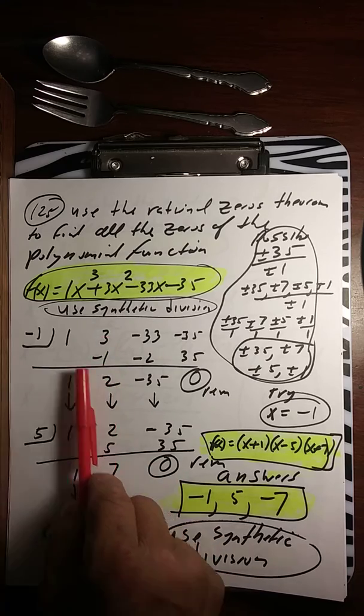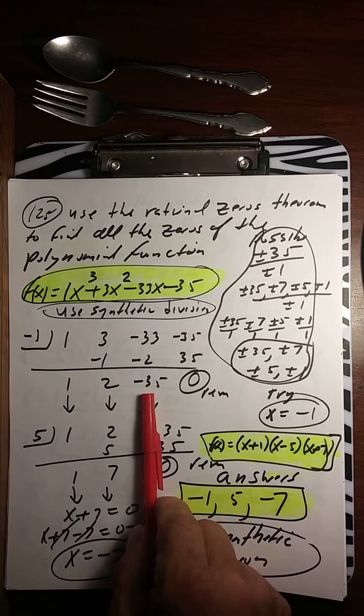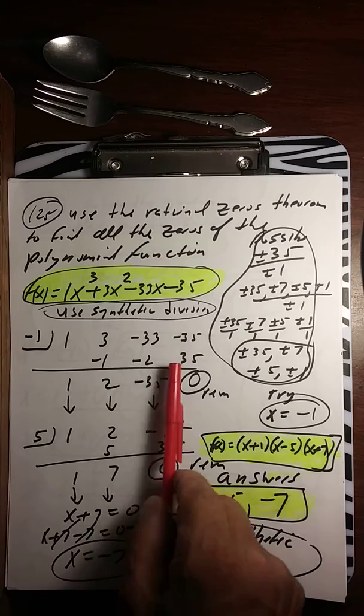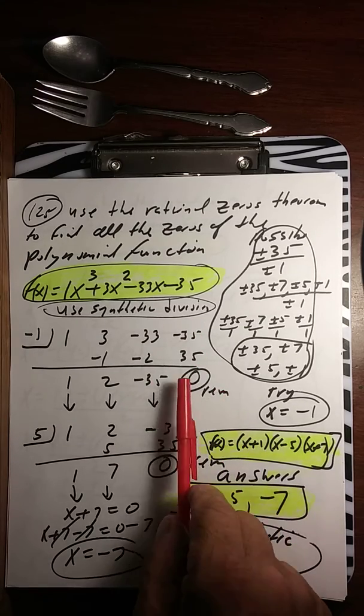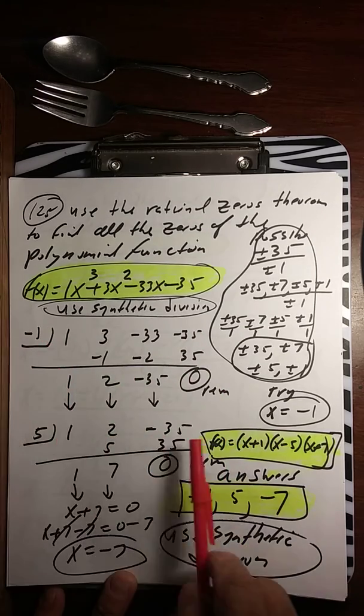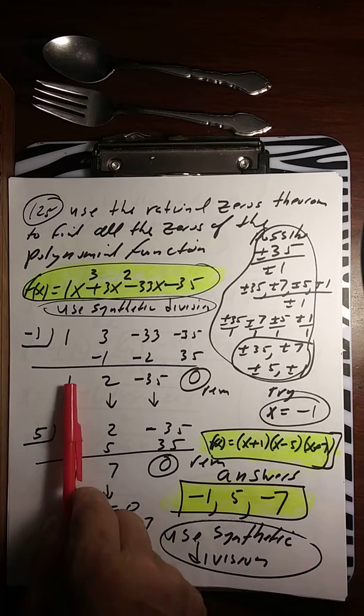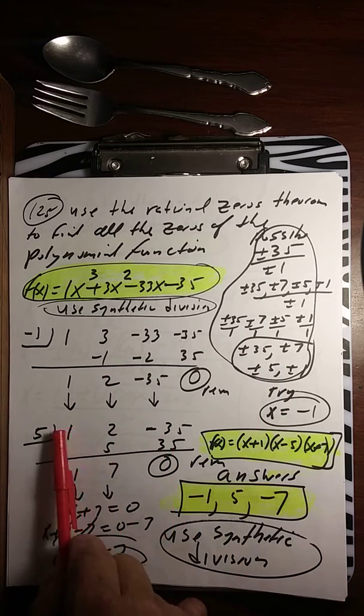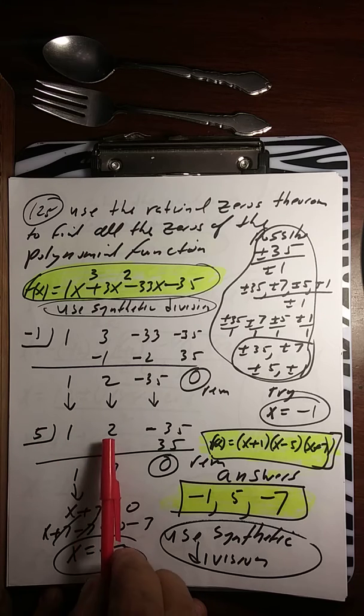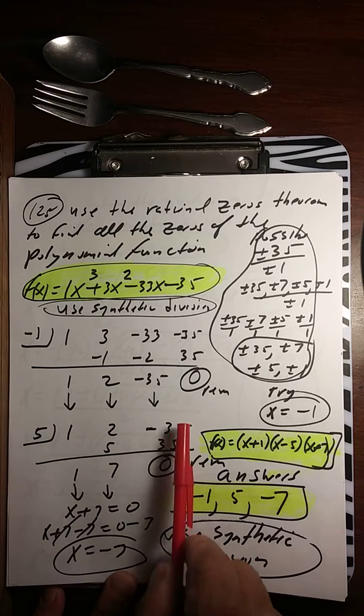3 minus 1 is 2. That turns out to be minus 2, right? That's -35. That turns out negative to positive 35, so it's 0 remainder. So that means that is one of the answers. Now let's try another number, 5, from here. Synthetic division, bring the 1 down. That turns out to be 5, 7, 5 times 7 is 35. 35 minus 35 is 0.